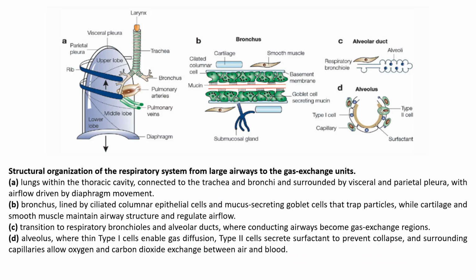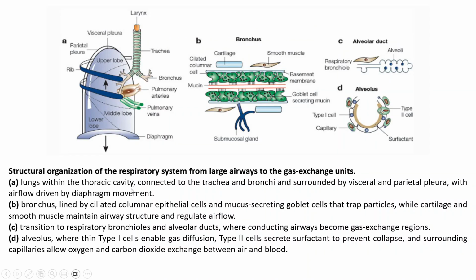Then, if you look at the respiratory system at a more cellular level, like how the tissue architecture is there, you will know that the lungs are within the thoracic cavity, and they're connected to the trachea and the bronchi, and they are surrounded by a tissue called the pleura. So you have the visceral and parietal. The visceral is the inner layer and the parietal is the outer layer, and both of them are called pleural membranes or pleura, with airflow driven by the diaphragm movement. We'll talk about that in a minute.